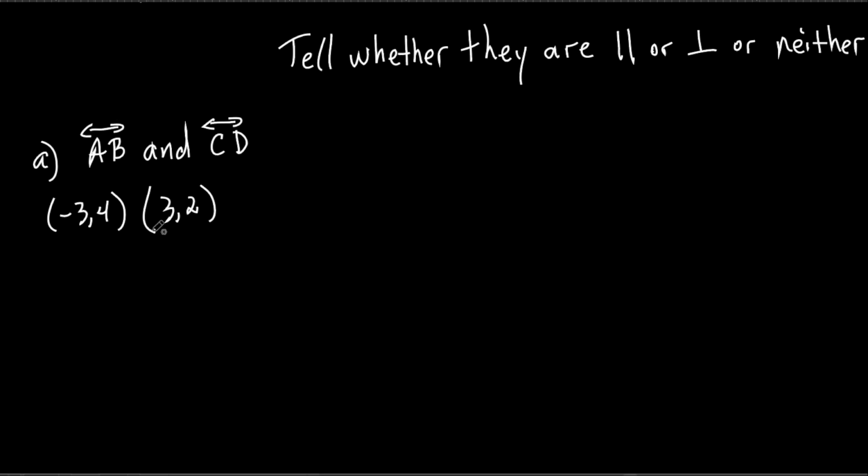And then after we do that, then we're going to find the slope of this line. Then we're going to compare them. We're going to look at them. If they're both exactly the same, then those 2 lines are parallel. If they're negative reciprocals of each other, then they're perpendicular. If neither one of those things are true, then you just say they're neither. All right, so let's find the slope.